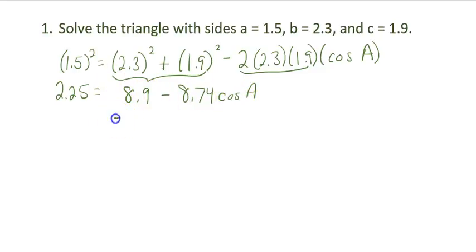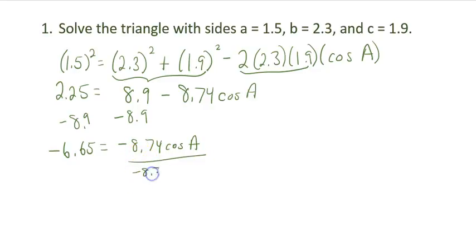Your only option is to subtract the 8.9 first, and you get a negative over here, so negative 6.65 equals what's left. And then, again, this is multiplication, so you want to divide by that negative 8.74. And that's going to equal the cosine of A. And I'm not even going to worry about it too much. I'm not going to type that in and worry about simplifying. I'm going to write it as positive because I have two negatives.